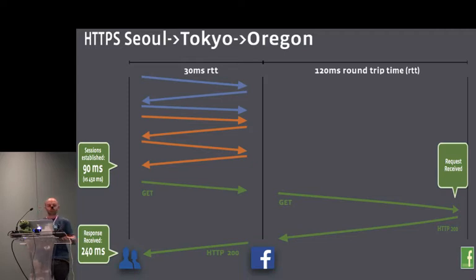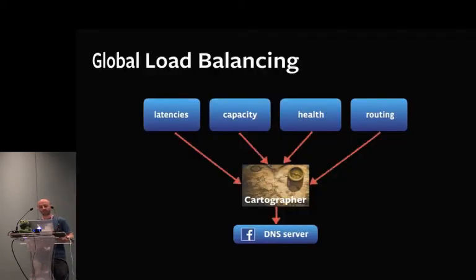Cool, so if we can get closer to the end user, we improve the latency, but now we need to be able to send them to a close-by location. So that's where our DNS global load balancing comes into play. We built a system that we call Cartographer that basically takes inputs and is going to generate a DNS map at the end of it.